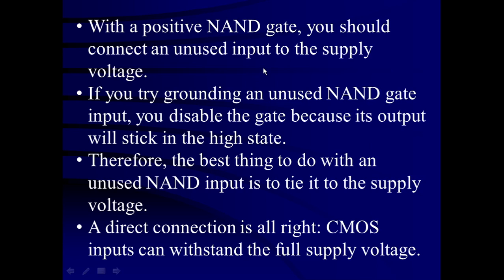With a positive NAND gate, you should connect the unused input to the supply voltage. If you try grounding the unused NAND gate input, you disable the gate because its output will be stuck in the high state. Therefore, the best thing to do with an unused NAND gate input is to tie it to the supply voltage. A direct connection is alright.